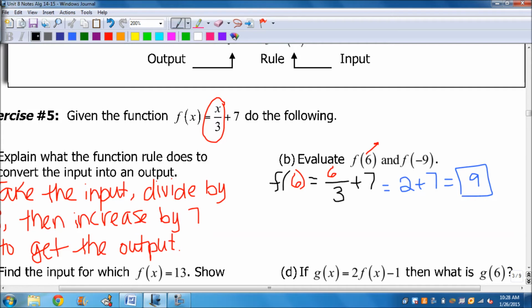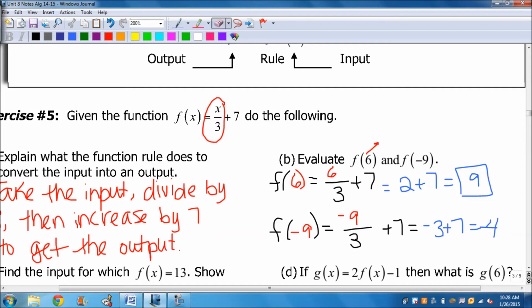Let's do the next one, f of -9. So here my input is -9. What's my output going to be? Well, in order to figure that out, I have to divide my input by 3, and then add 7 to it. So I'm going to take -9 divided by 3. I end up getting -3. Add 7 to it, you get 4. So when your input is -9, your output is going to be 4. Okay, hopefully that makes sense to you.